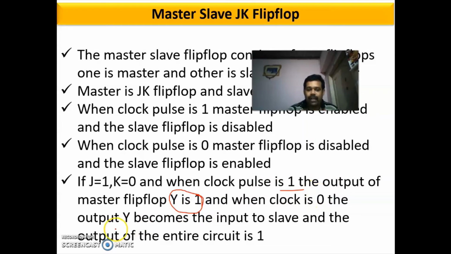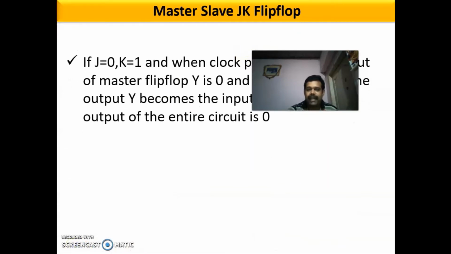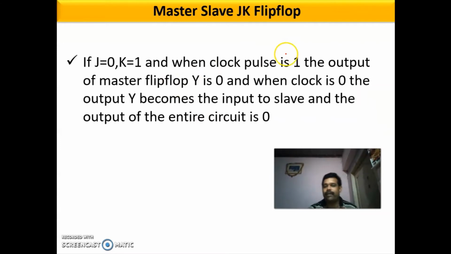And when clock is 0, the output Y becomes the input to slave, and the output of the entire circuit is 1. So when J is 1 and K is 0 and clock pulse is 1, the output of the master is 1, and when clock is 0, this output of master Y will become the input to the slave, and the entire output of the circuit is 1. Similarly, when J is 0 and K is 1, and when clock pulse is 1, the output of the master Y is 0, and when the clock is 0, the output Y becomes the input to slave, and the output of the entire circuit is 0.